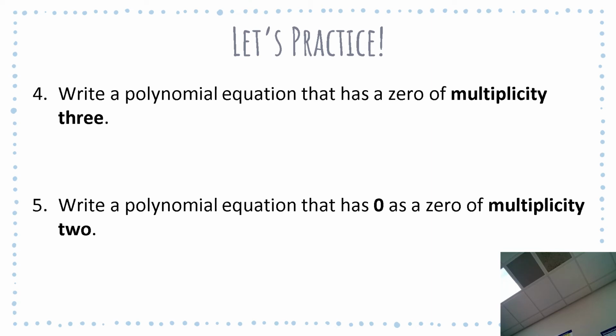Alright, so for number 4, they want us to write a polynomial equation that has a 0 of multiplicity 3. So we're just going to kind of go backwards. They didn't tell us what number to use for our 0. What number do you guys want to use? 5? Alright, so we want to write a polynomial that has x equals 5, that has a multiplicity of 3.